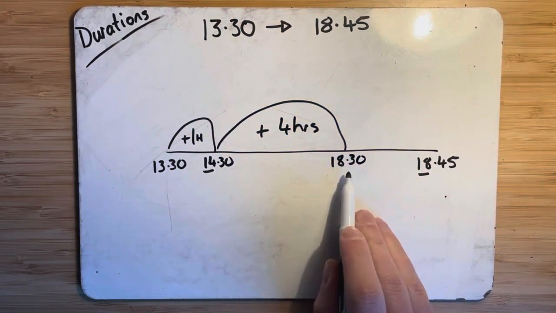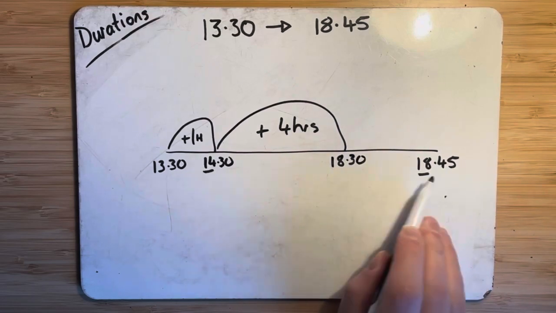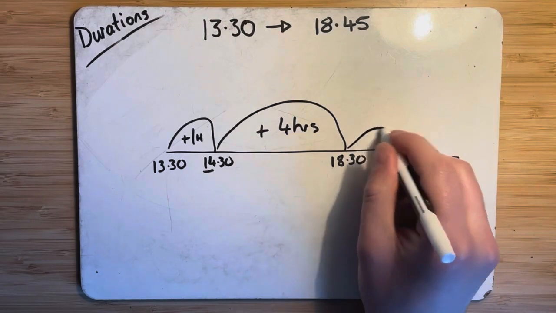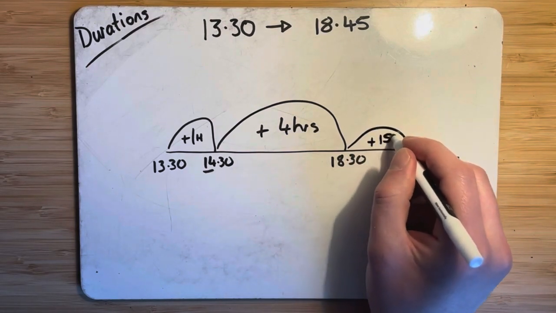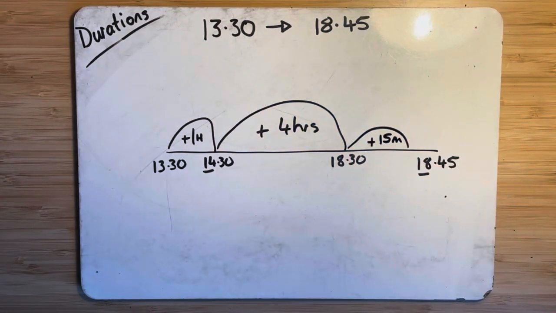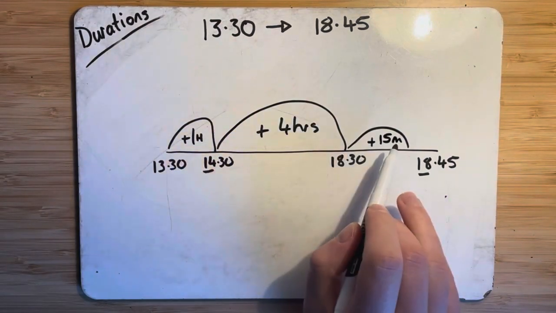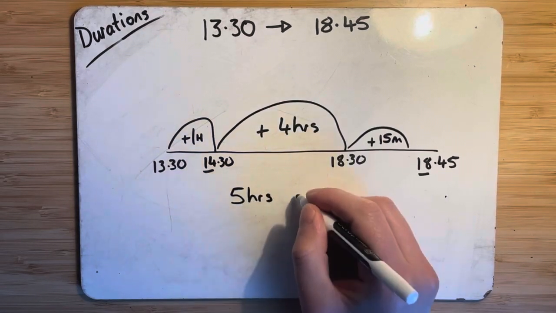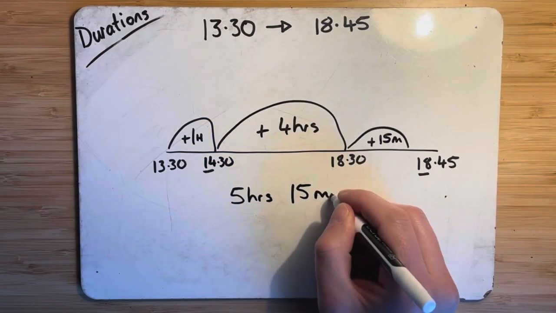And now I'm looking, right, what's the difference between here and here? That's quite simple. I can see that from 18:30 up to 18:45 is just 15 minutes. So plus 15 minutes. And now all you would have to do is add up the chunks that you added on. So I added 1 hour, then 4 hours, and then 15 minutes. So in total that was 5 hours, 15 minutes.